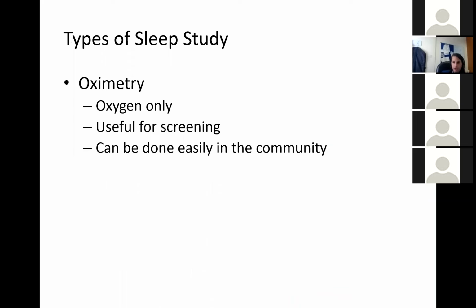So other types of sleep study, oximetry, this is oxygen only. It's useful for screening. You only get the number of desaturations and baseline saturations. The benefit of this is it can be done easily in the community. Then you have O2/CO2 studies, and typically before COVID, we were not really doing many CO2 studies in the community, but we picked up on these more recently, primarily because we now have equipment that can do the CO2 monitoring for the whole night without the need for the probe to be changed, which was a problem with some of the older equipment.